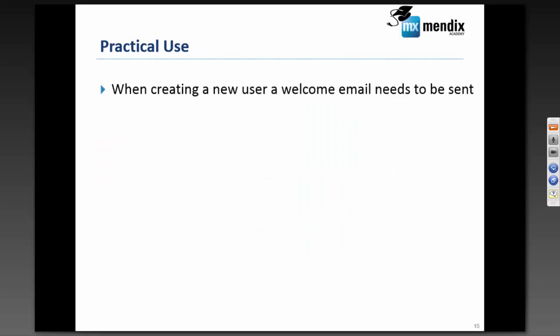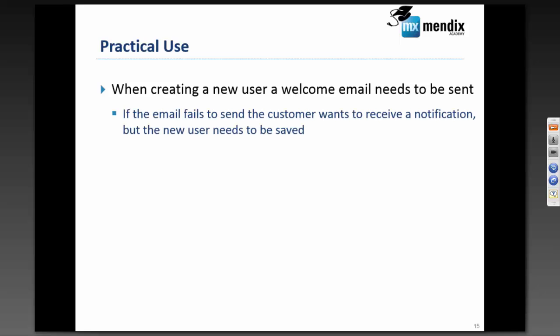Say, for instance, I want to, in my application, send a welcome email whenever I create a new user. So I've created my new user, everything is good, right? But if the email fails to send, we want to still commit our user, our customer, to the database, but we don't care that an exception occurred on the email so much that it's going to roll back the commit to the database.